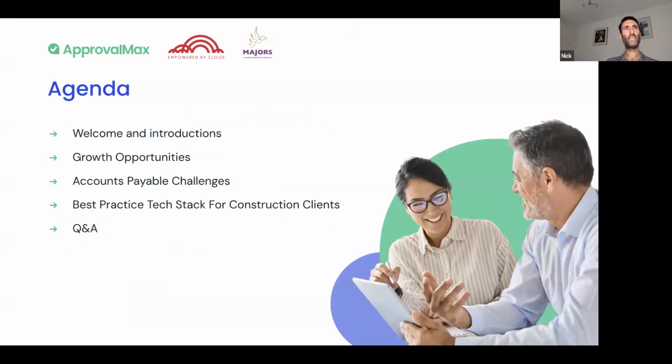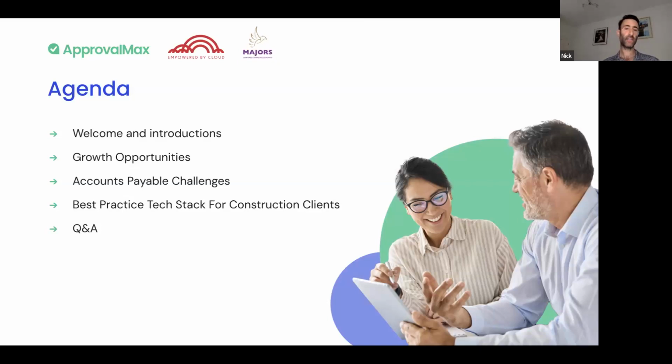So welcome, introductions we've just covered. And then in terms of the different sections of the content, topic 1 is going to be all around growth opportunities. Then we're looking at accounts payable challenges in the construction sector for accounting and bookkeeping firms servicing that client base, and then best practice tech stack for construction clients, followed by Q&A.